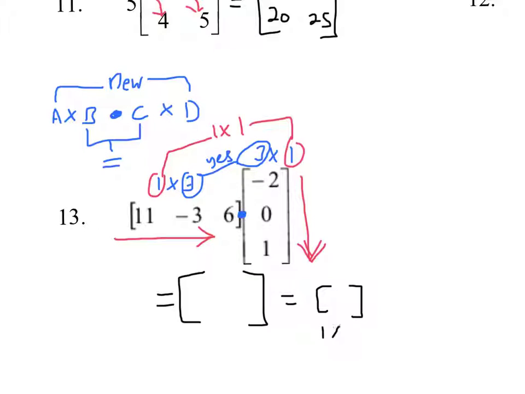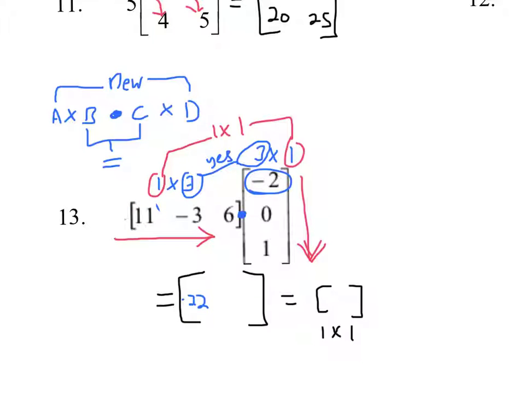And I know this is just going to be a 1 by 1, so there's only going to be one number in our answer. So, to start off, take the first number in each matrix. So I'll take 11 and negative 2, and you're going to multiply them. 11 times negative 2 is negative 22.